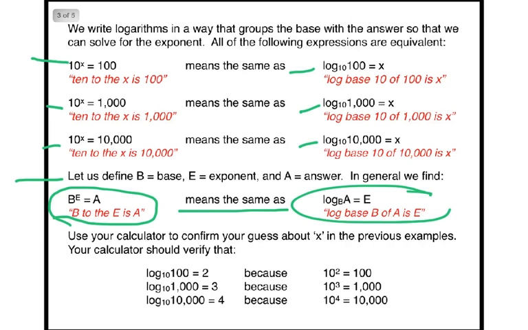Use your calculator to confirm your guess about x in the previous examples. Your calculator should verify that log base 10 of 100 is 2 because 10 squared is 100. And log base 10 of 1,000 is 3 because 10 to the power of 3 equals 1,000. And log base 10 of 10,000 is 4 because 10 to the 4th equals 10,000.